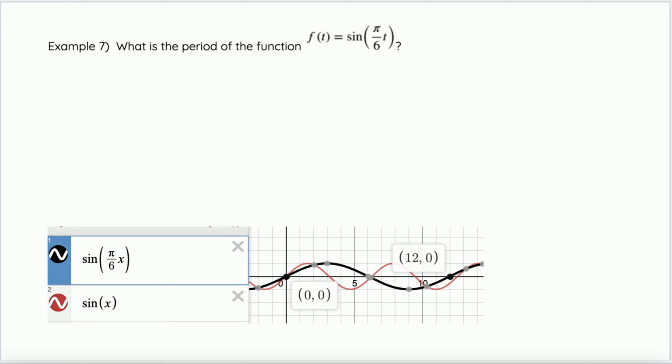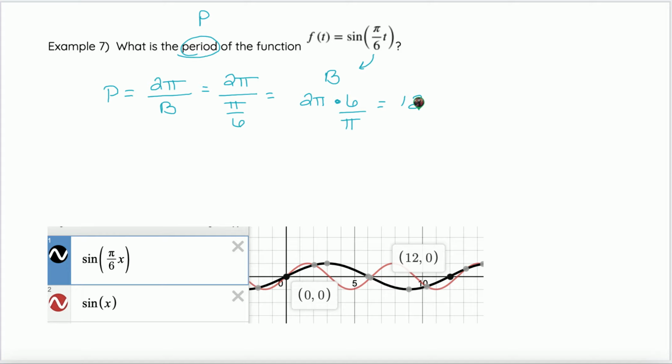Well, right now we have been given the b value and we're looking for the period value. So we can find the period by taking 2 pi divided by our b value, or 2 pi divided by pi over 6. We know we can multiply by the reciprocal, which gives us 12. So the period is 12 units.